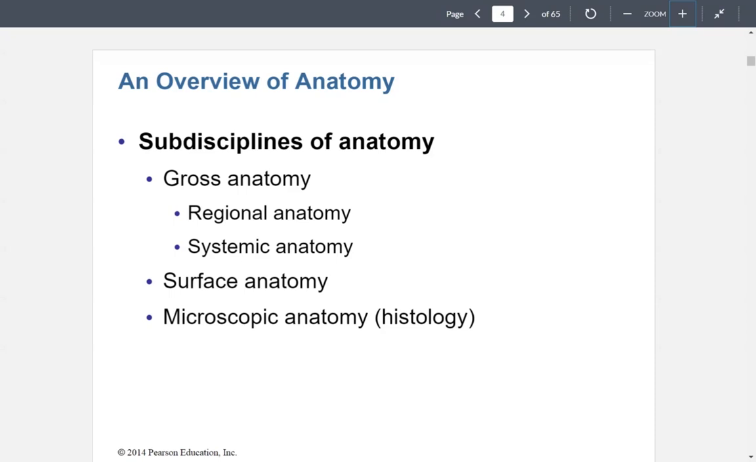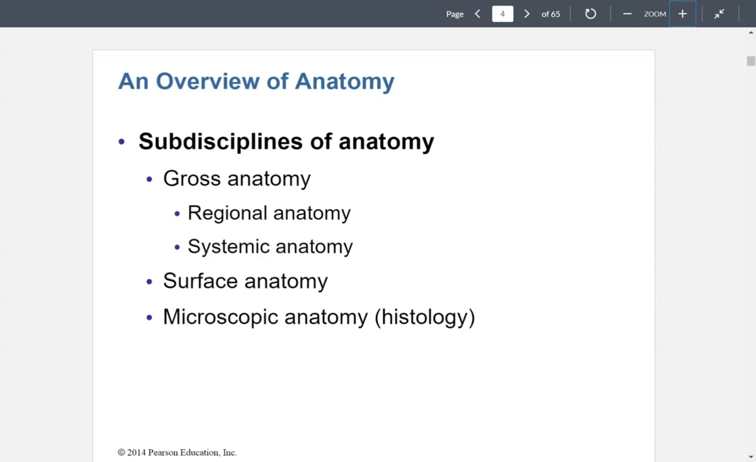And those are two different fields. The thing I can see with my naked eye, that's gross anatomy. The thing that I can see only if I use a microscope, that's microscopic anatomy, also typically referred to as histology. Histology is the study of tissues.